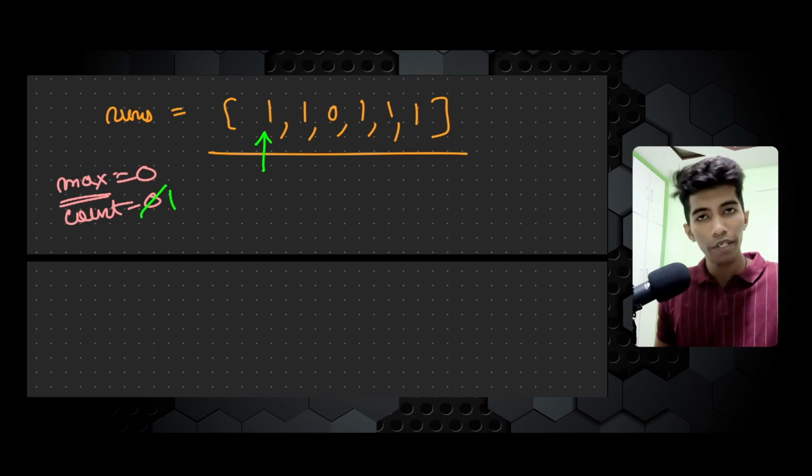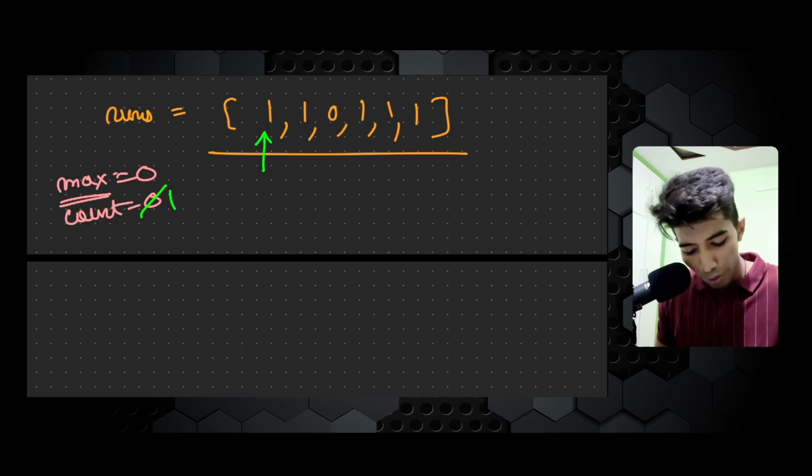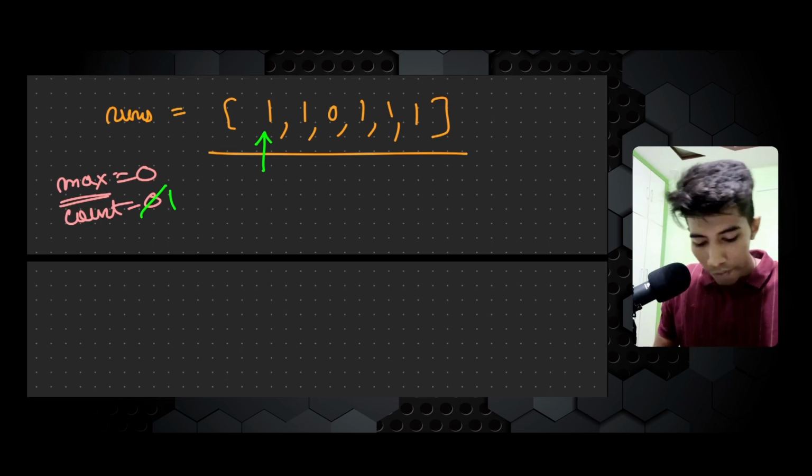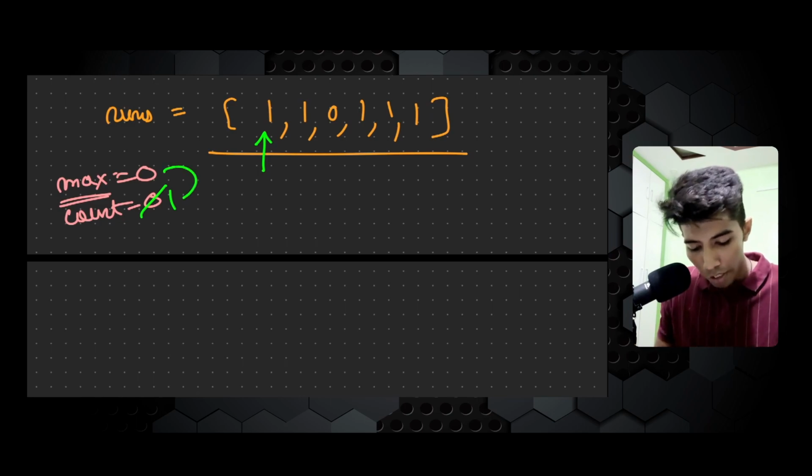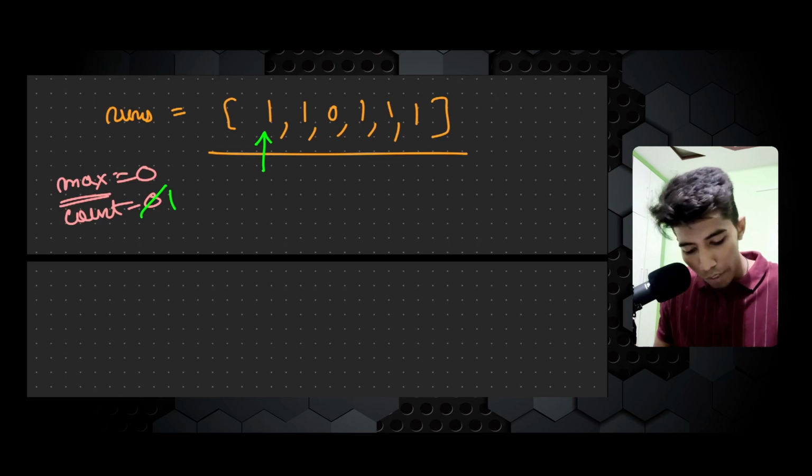We have just incremented the count to 1. Now, after the incrementation, when we are on the 1 and we have just incremented the count, we compare it with the max. This count is greater than max, so what will the max be now? This will be 1.